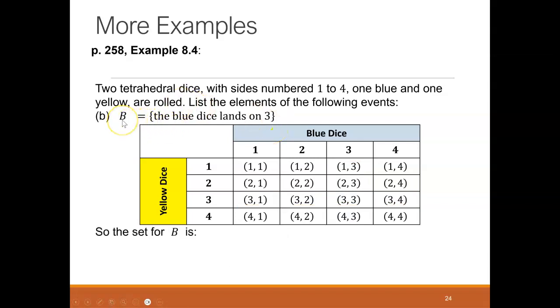What if the blue set B is the blue dice lands on a 3? What will that set be? Just this column, right? Where the blue dice is a 3. Everybody's okay there?